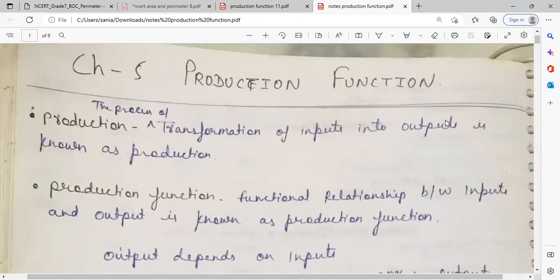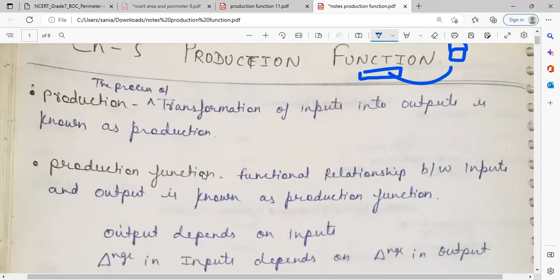So see, production. The process of transformation of input into outputs is known as production. That means, for example, over here you have a piece of wood, and you will convert this wood into a chair. This is production. This is the whole process where you are transforming the inputs into output. That is known as production.